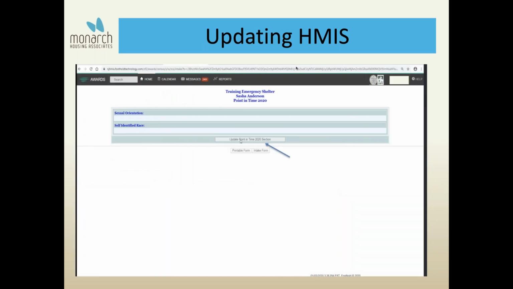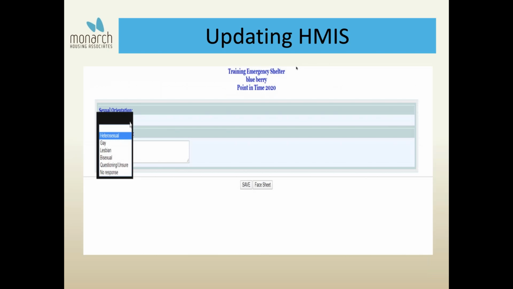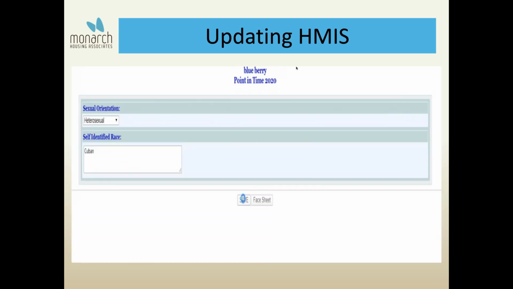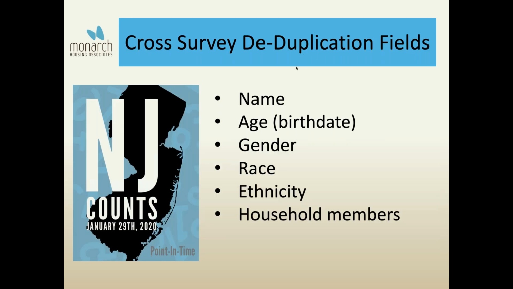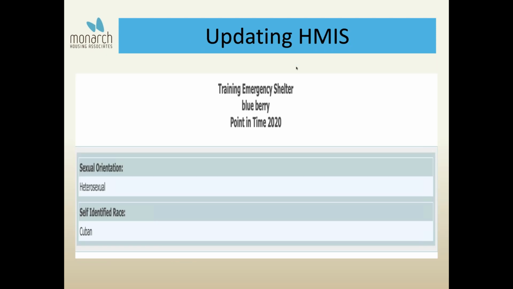You're going to click Update in the Point in Time 2020 section, and you will get the option for sexual orientation as a drop-down, and you will be able to fill it out as accurately as possible to whatever was written into that box. And then for self-identified race, you would just write that in and hit save. This is what it will look like when that form is complete. So just be sure, if you have any questions, please call us at Monarch, or you can call your HMIS provider, and they will be able to walk you through this with no problem.